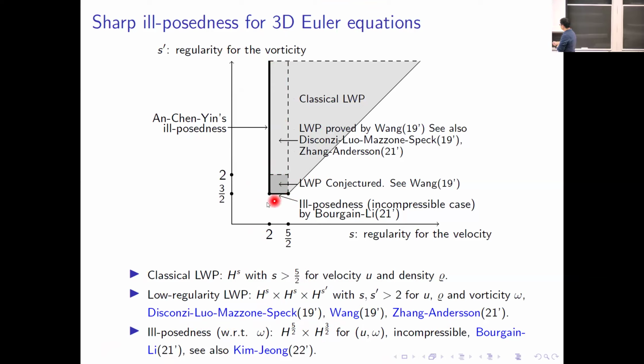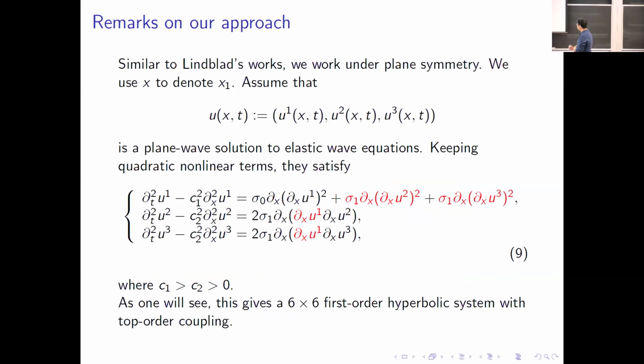This corresponds to the vorticity being H3/2. Intuitively, this may be related to the ill-posedness for the incompressible case, which is Bourgain's result. They have this solid line. For the incompressible case it would be ill-posed, but this region is still open at this moment.